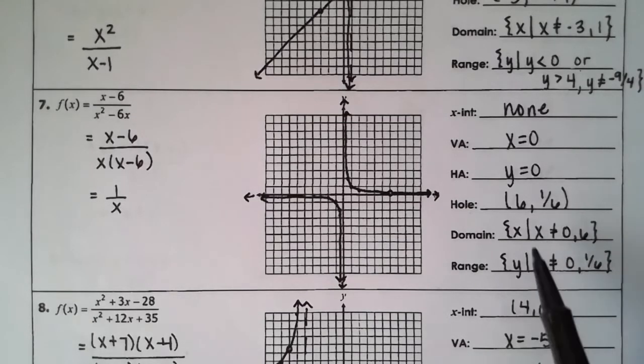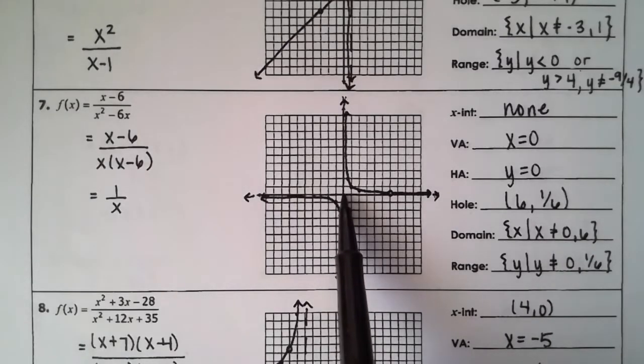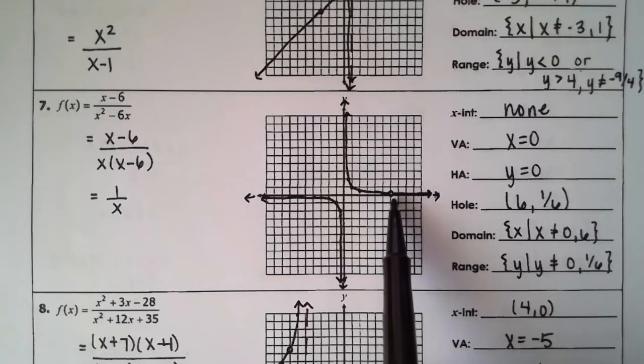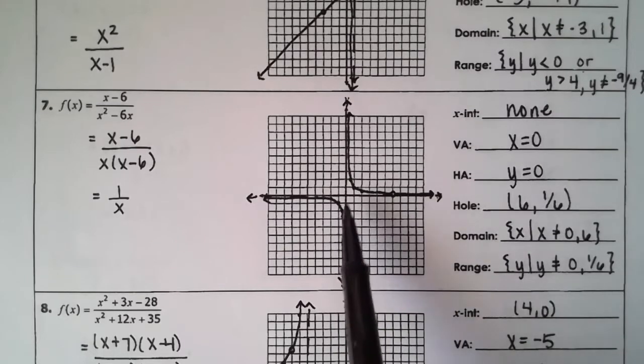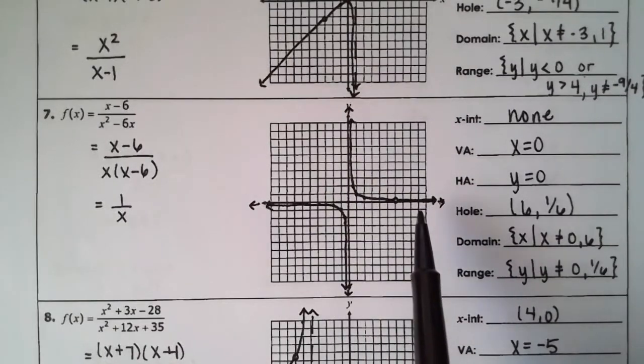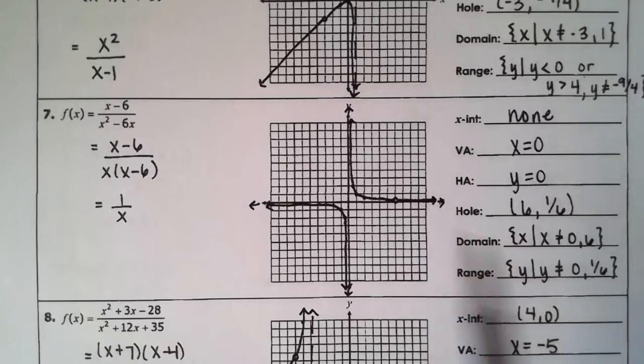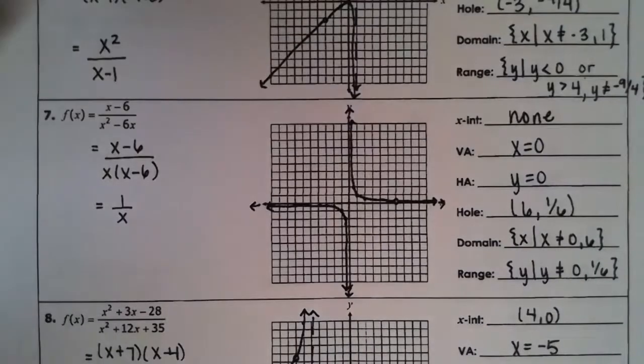Now, you have all x's such that x is not the vertical asymptote, and it can't be 6, which is where your hole is. For your range, y is everything except y can't be 0, which is your horizontal asymptote, and then of course where the hole is as well. Okay, so that's this one.